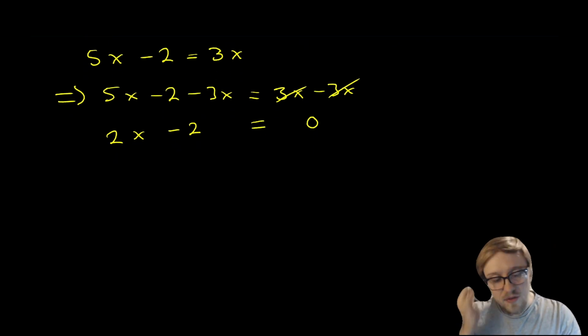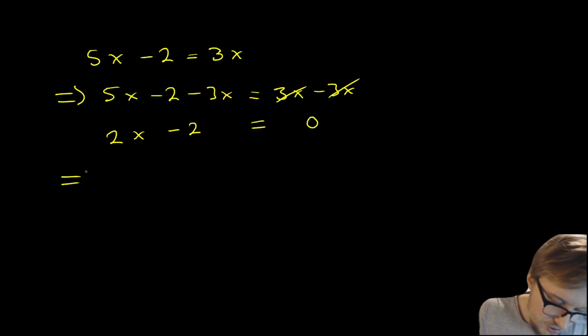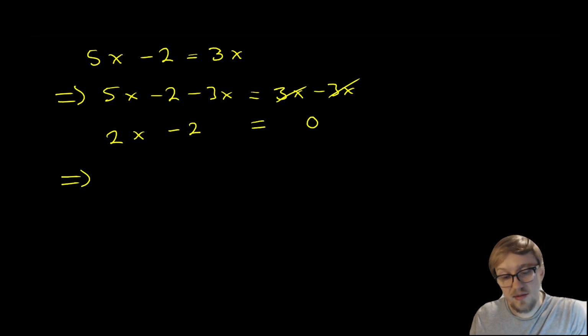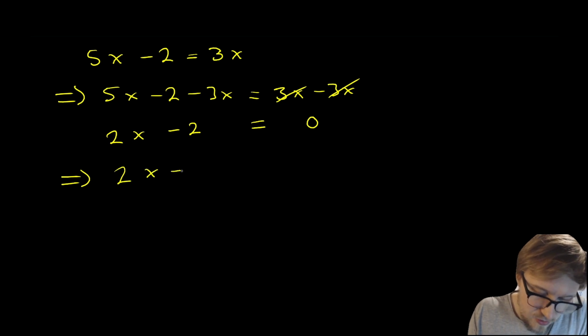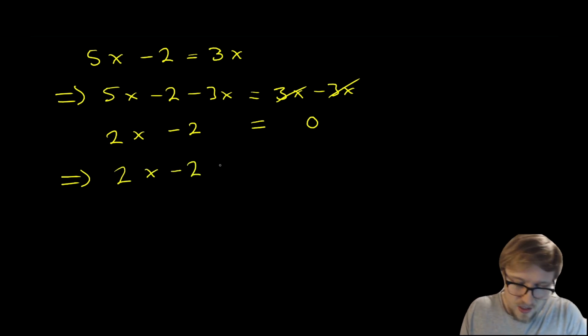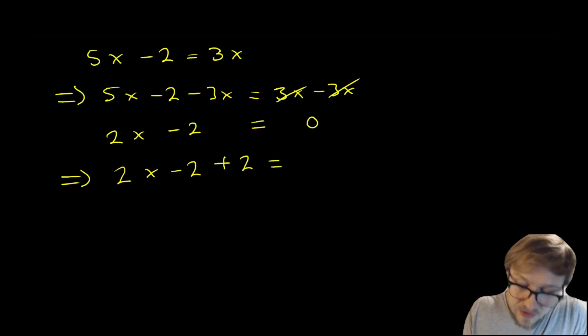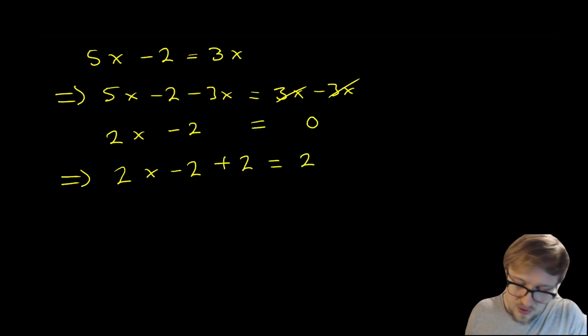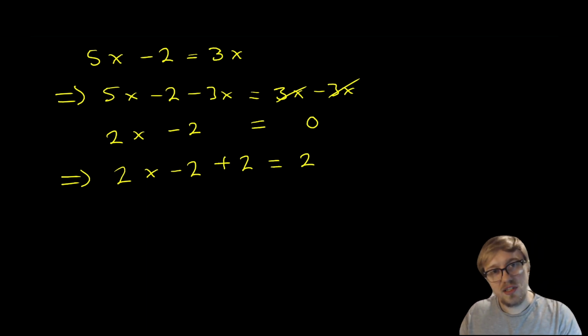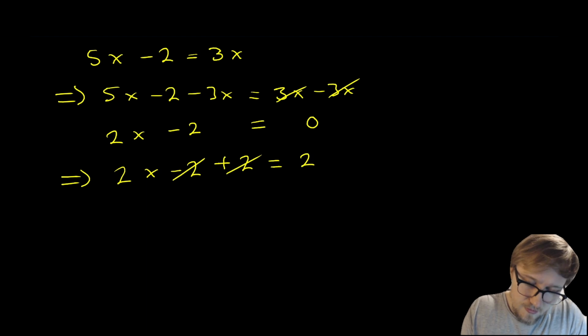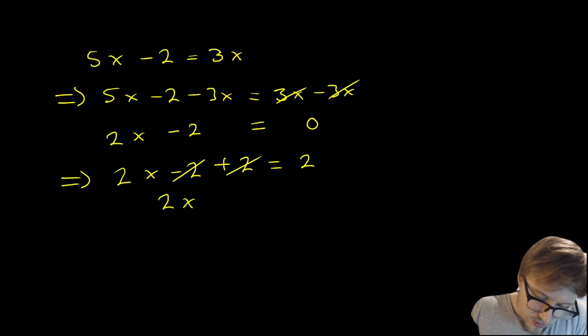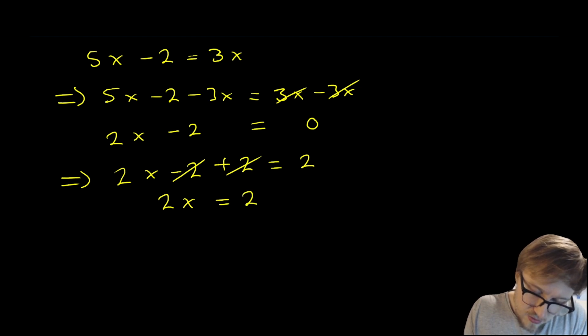Okay, so now we have this 2x minus 2, so we can move the constant terms over to the other side. So we want to add, in this case, 2 to each side to get rid of the minus 2. So we're going to have 2x minus 2, this is the original. Then we add 2. And then on the other side, we also want to add 2. So adding 2 to 0 is going to give us 2. On the left-hand side, we're going to have a minus 2 and a plus 2, which are going to cancel, like that. And we're going to be left with 2x equals 2.